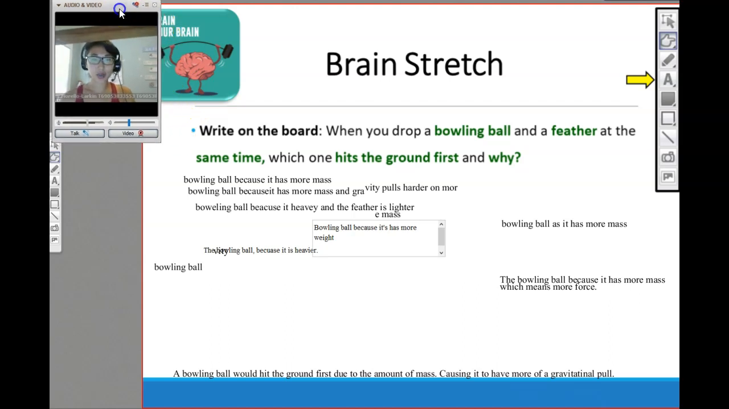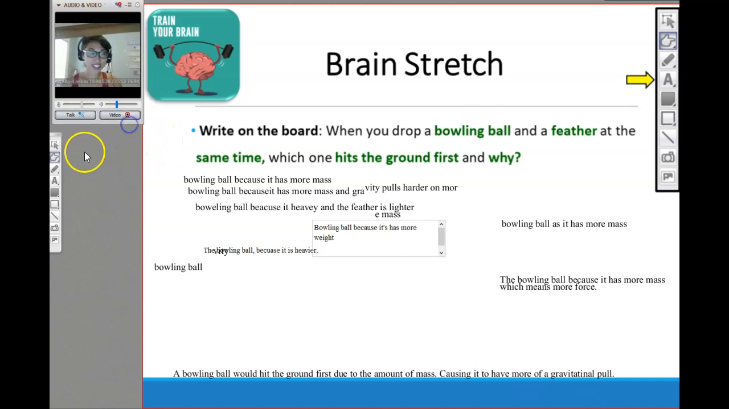All right, so our question was, when you drop a bowling ball and a feather at the same time, which one hits the ground first and why? And it looks like overwhelmingly we are saying bowling ball, right? I'm seeing lots and lots of bowling ball. We're saying it has more mass, gravity pulls it harder. Yes, the bowling ball is heavy, the feather is lighter, more weight for the bowling ball, more mass, more gravitational pull. Awesome. So it looks like we are all thinking along the same ideas.